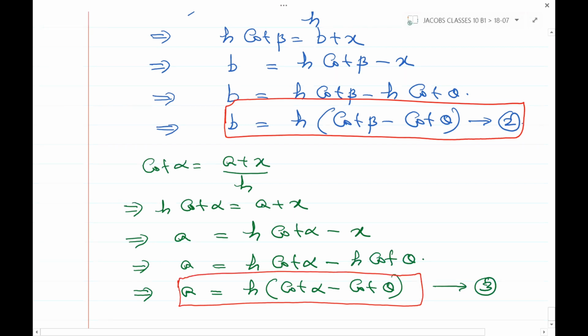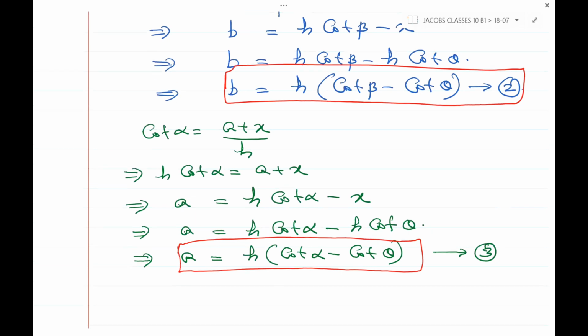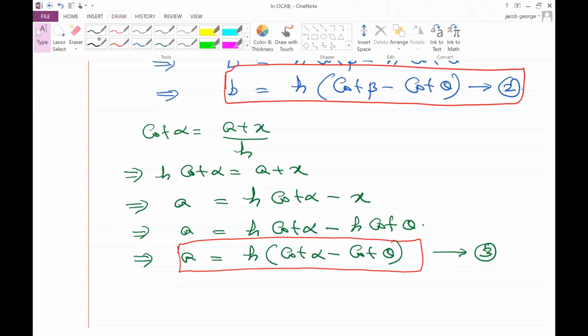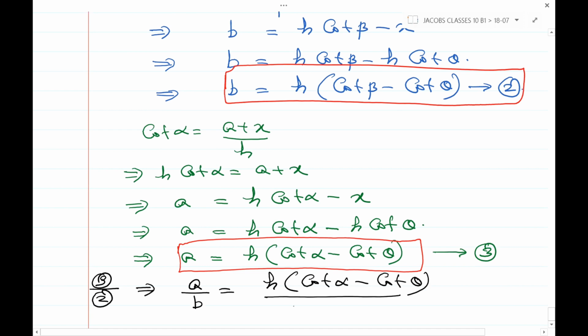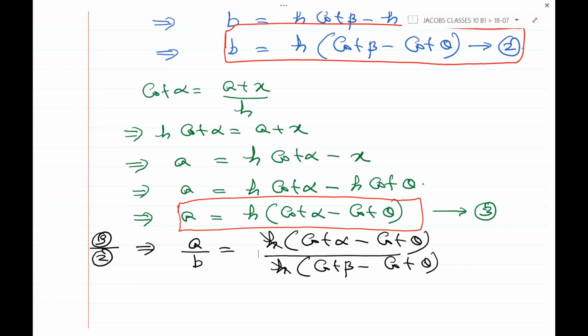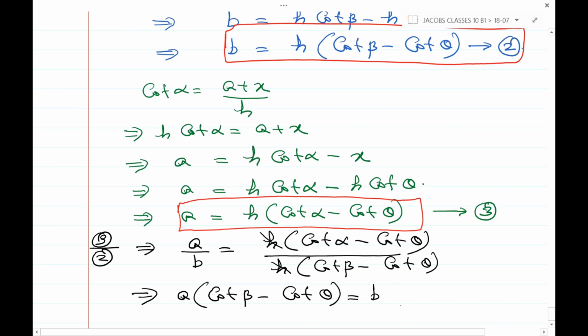Now we have to remove H. X we already removed. For that, we will divide these two equations, 3 by 2. H is not there as a part of the answer. When we divide 3 by 2, the left hand side is A by B, equal to H into (cot alpha minus cot theta) upon H into (cot beta minus cot theta). We cut these two, so H is removed. Then multiply and collect cot theta on one side: A into (cot beta minus cot theta) is equal to B into (cot alpha minus cot theta).